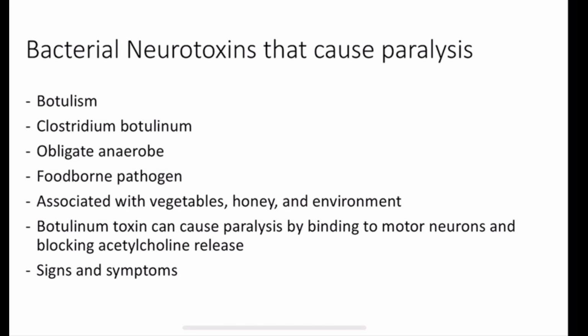Infants can consume Clostridium botulinum spores, often from environmental exposure or honey. After the spores begin to grow in the infant's stomach, they release the toxin. After the toxin is released, muscle weakness and paralysis will appear in the face and spread to other parts of the body.